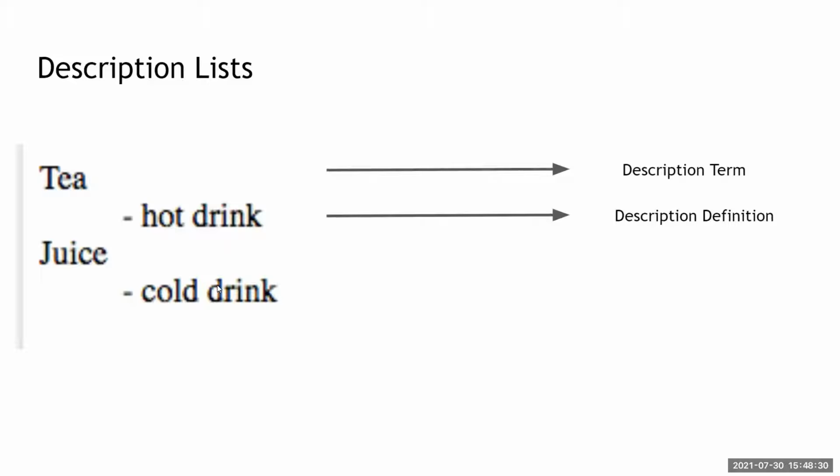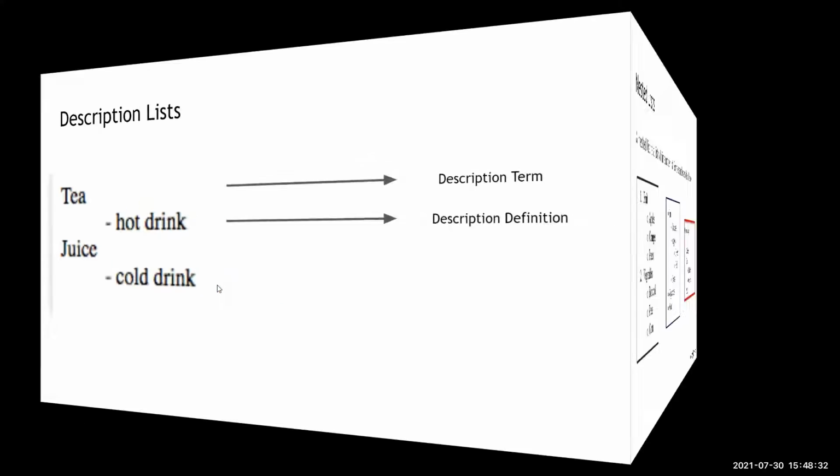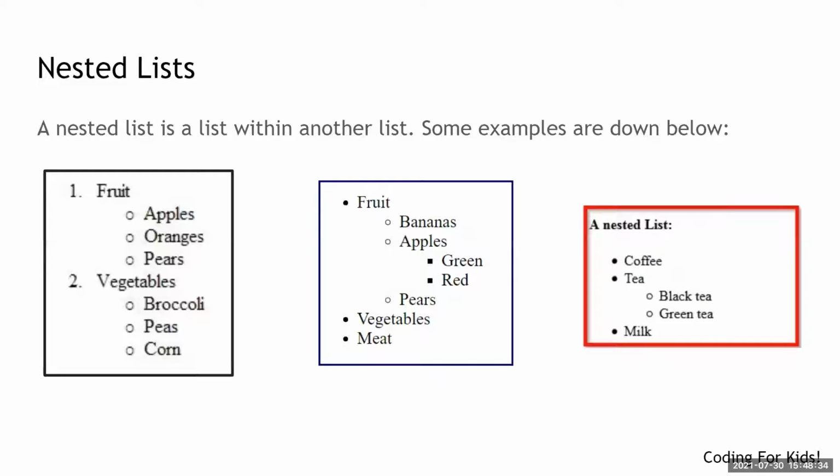So juice is a cold drink, so that's our definition. So now let's look at nested lists. Nested lists isn't like anything really particular. It's just a list within another list. So you can see some examples.